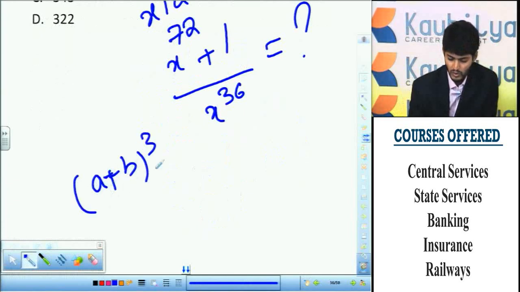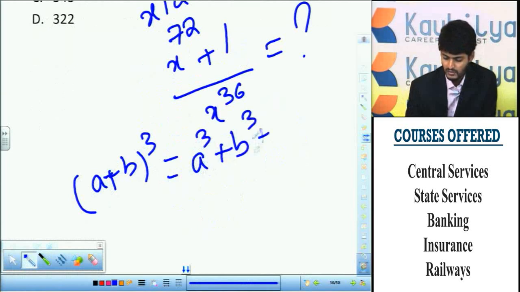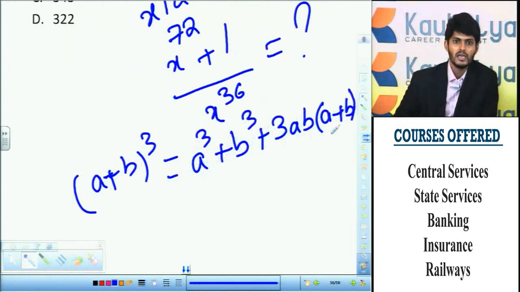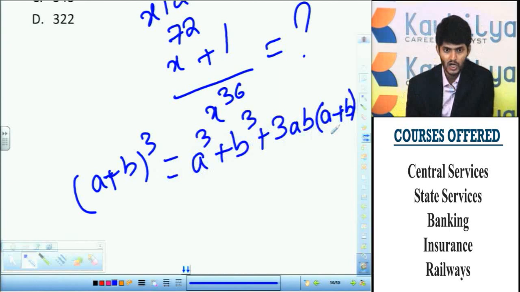The formula will come to a cube plus b cube plus 3a square b plus 3ab square. So if I take 3ab common, I will get 3ab into a plus b. So it's the given formula for a plus b whole cube. Now I have to use this formula to arrange the given terms and get the answer.